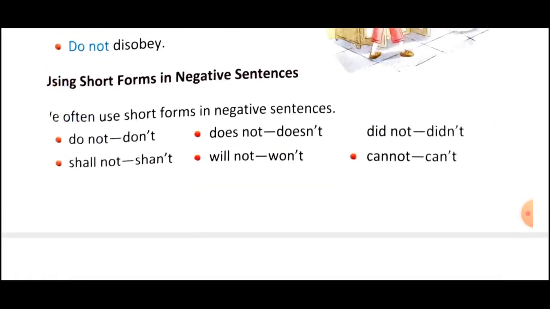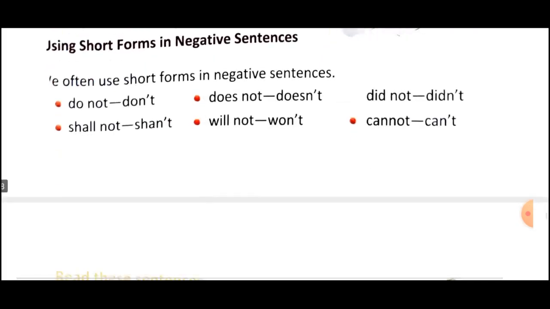Now sometimes we use short forms also in the negative sentence. We know that we have to add not after the helping verb. So that can be written in short form by combining the helping verb and not. Do not will be converted into don't. Then does not will be written as doesn't. Did not will be written as didn't. So in this way, short forms are used to make negative sentences. Instead of writing the helping verb and then not, both are combined and the short form is written. Then shall not will be shan't, will not will be won't, and cannot will be can't.